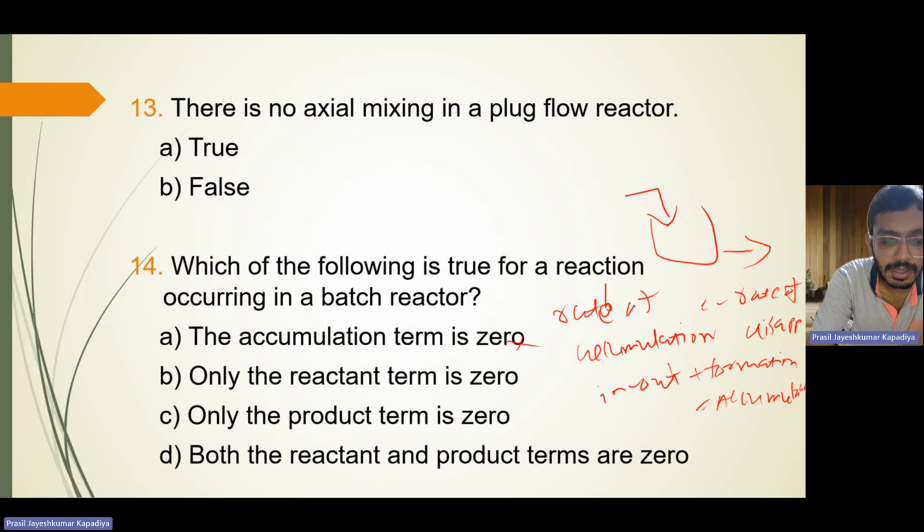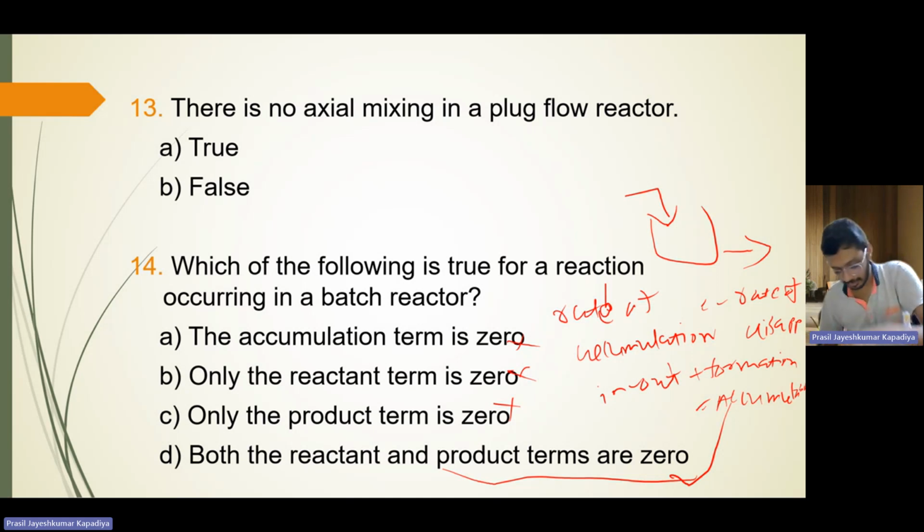No, this is wrong. Only reactant term is 0. Only reactant is not 0. Both product is also 0. So this is also wrong. Only product term is 0. Wrong. Both the reactant and product terms are 0. So this is the correct answer.